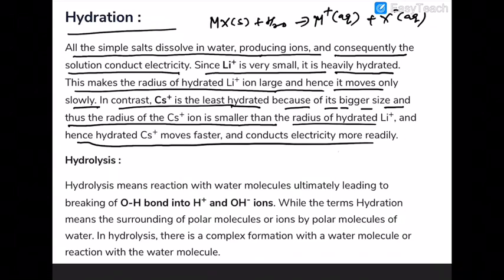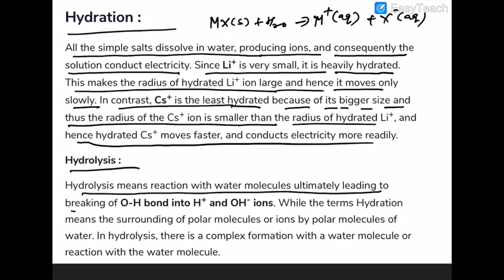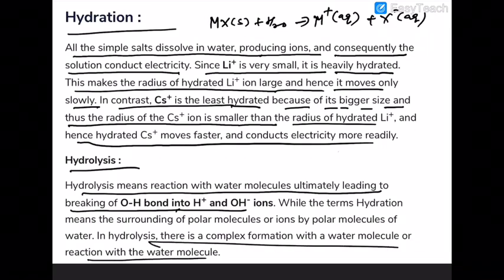The next thing is called hydrolysis. That is also very important. Hydrolysis means reaction of the water molecule which leads to the breaking of the O-H bond into H+ and OH- ions. While the term hydration means surrounding of the ion by polar water molecules, in hydrolysis there is a complex formation with the water molecule, or a reaction between the water molecule and the salt ion takes place.